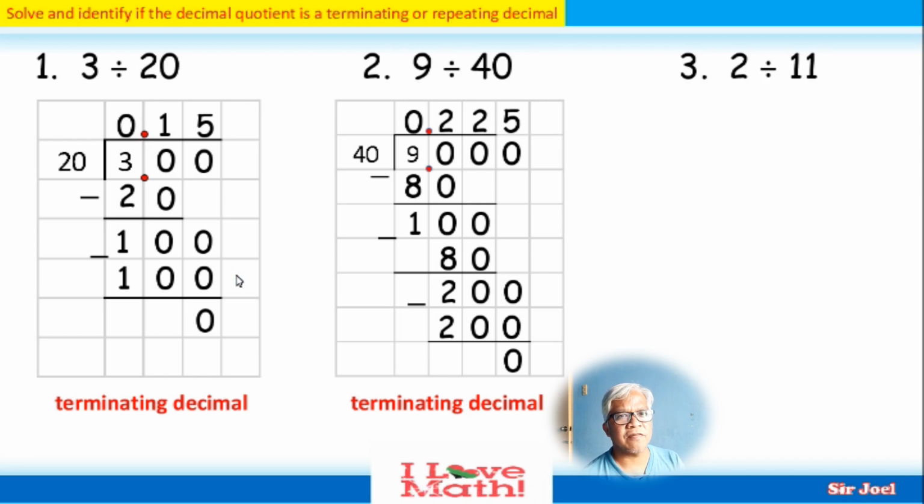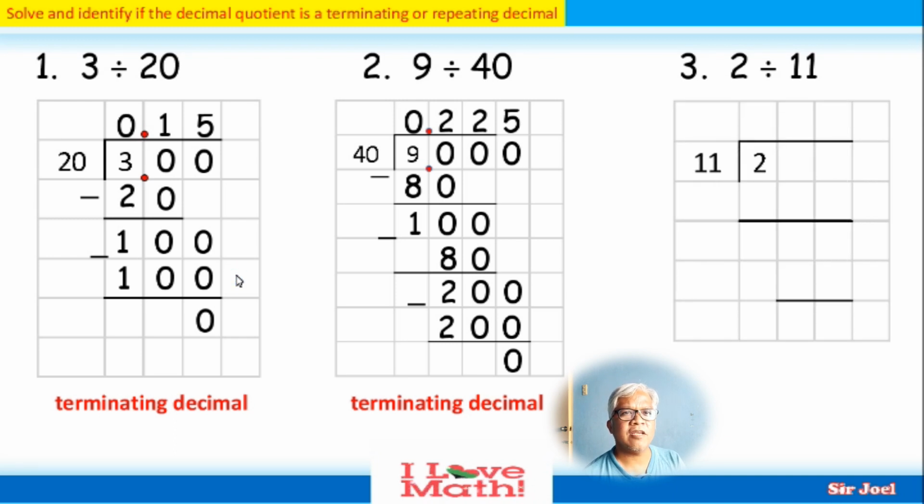Next, 2 divided by 11. Is the quotient of 2 over 11 a terminating or repeating decimal? Let us check. 2 ang nasa loob, 11 ang nasa labas. How many groups of 11 are there in 2? Of course, wala. So, 0. Then put a decimal point, then add 0. Our new problem now is 20 divided by 11. So, it is 1. 1 times 11 is 11.